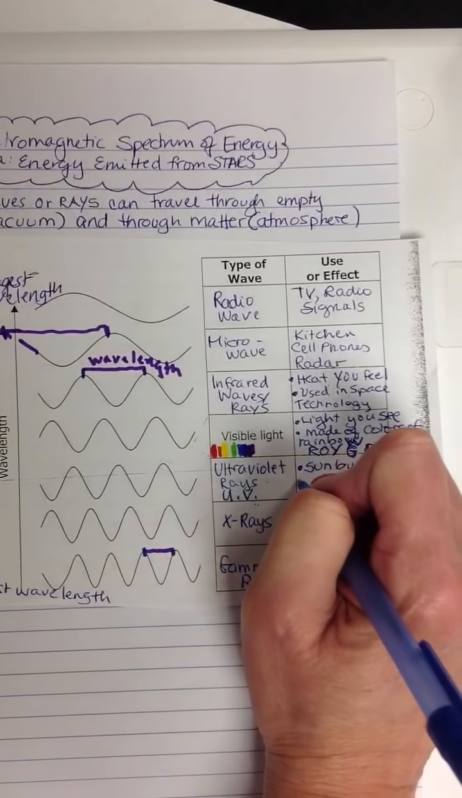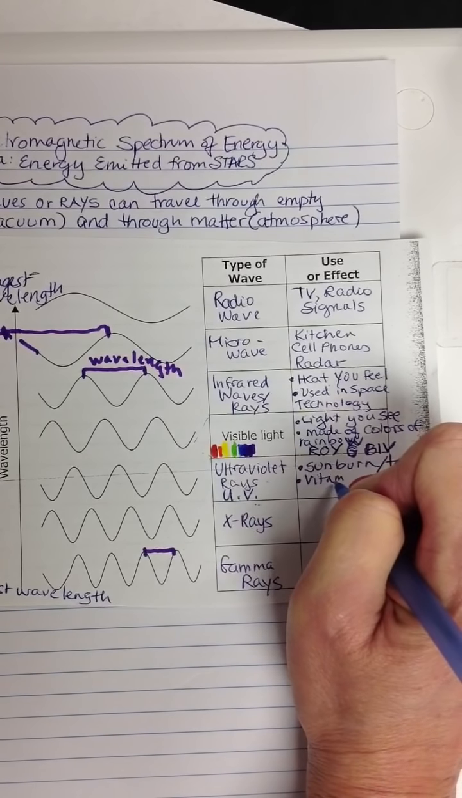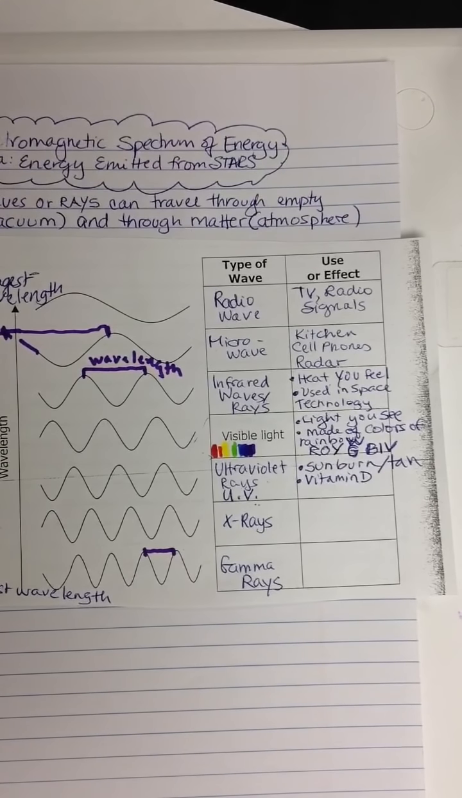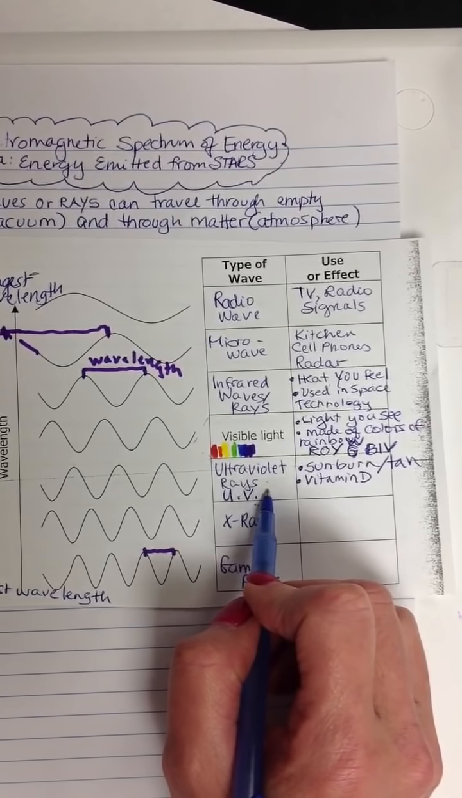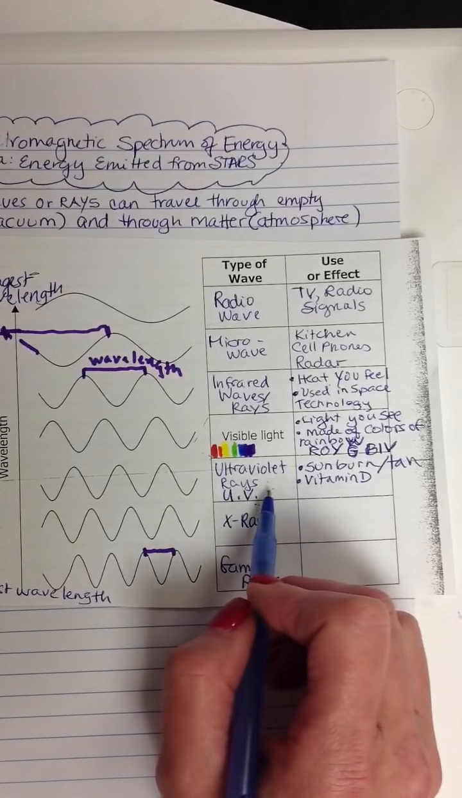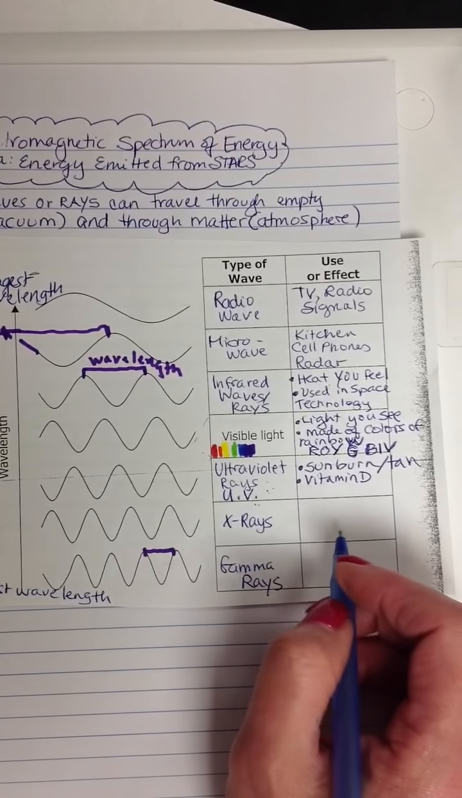UV rays are also valuable in the production of vitamin D. So when you take in vitamin D in your milk or in your dairy products, you also need exposure to UV light to actually turn that provitamin D you've eaten into actual vitamin D in your body. So you have to have some exposure to UV light or UV rays. You can actually just walk outside and it's enough to get enough exposure to convert that provitamin D that you ate into vitamin D in your body.